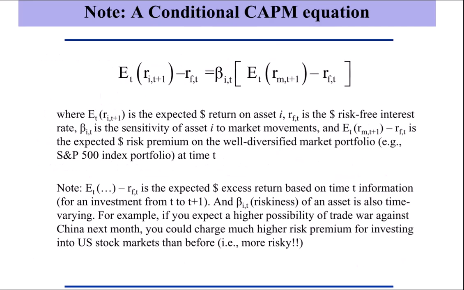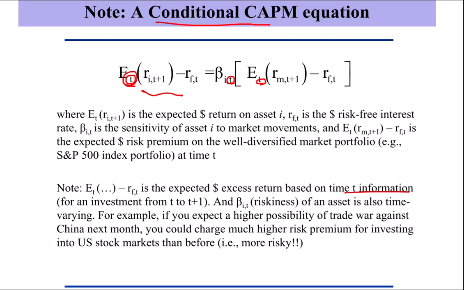Now I want to make a note on the conditional CAPM equations. So we have CAPM equations with conditional expectations. What is the meaning of conditional expectations? When you forecast about the future, you use all the information available today. So when you invest into a certain risky asset from T to T plus 1, you expect to earn this excess return, and everything will be a function of the information available to you today.